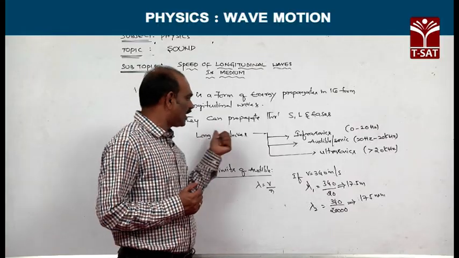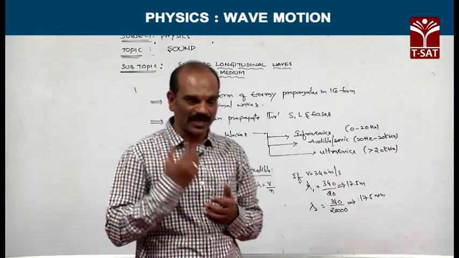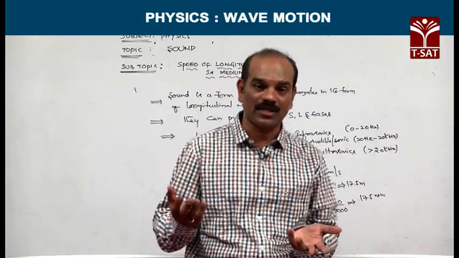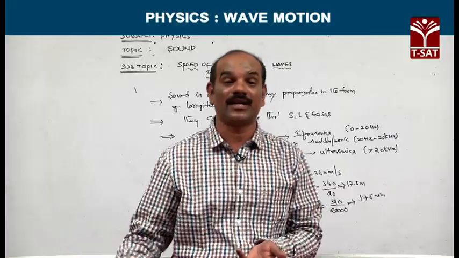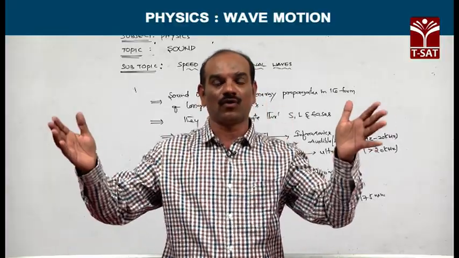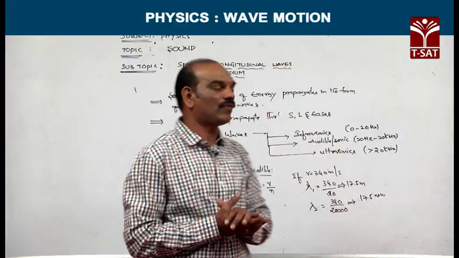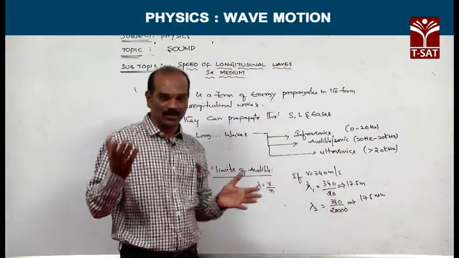Now, these sound waves: some people can speak and we cannot hear, some people speak and we can hear, and some people speak and we can hear, but that sound is not clear. So these types of sound waves are classified on the basis of frequency. The sound waves are classified into 3 categories based upon the frequency.